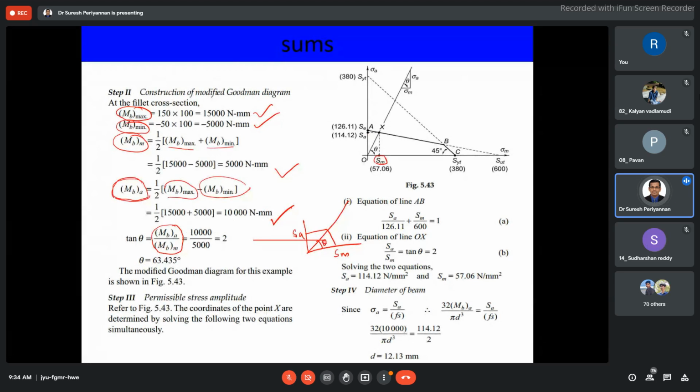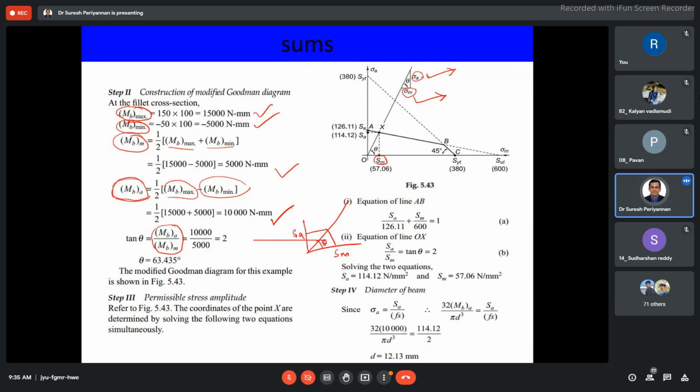See here, we already discussed sigma A by sigma M. This is nothing but the bending stress with respect to the bending moment, sigma A, and bending stress with respect to sigma M. That's okay. Now see here, this is our modified Goodman diagram.